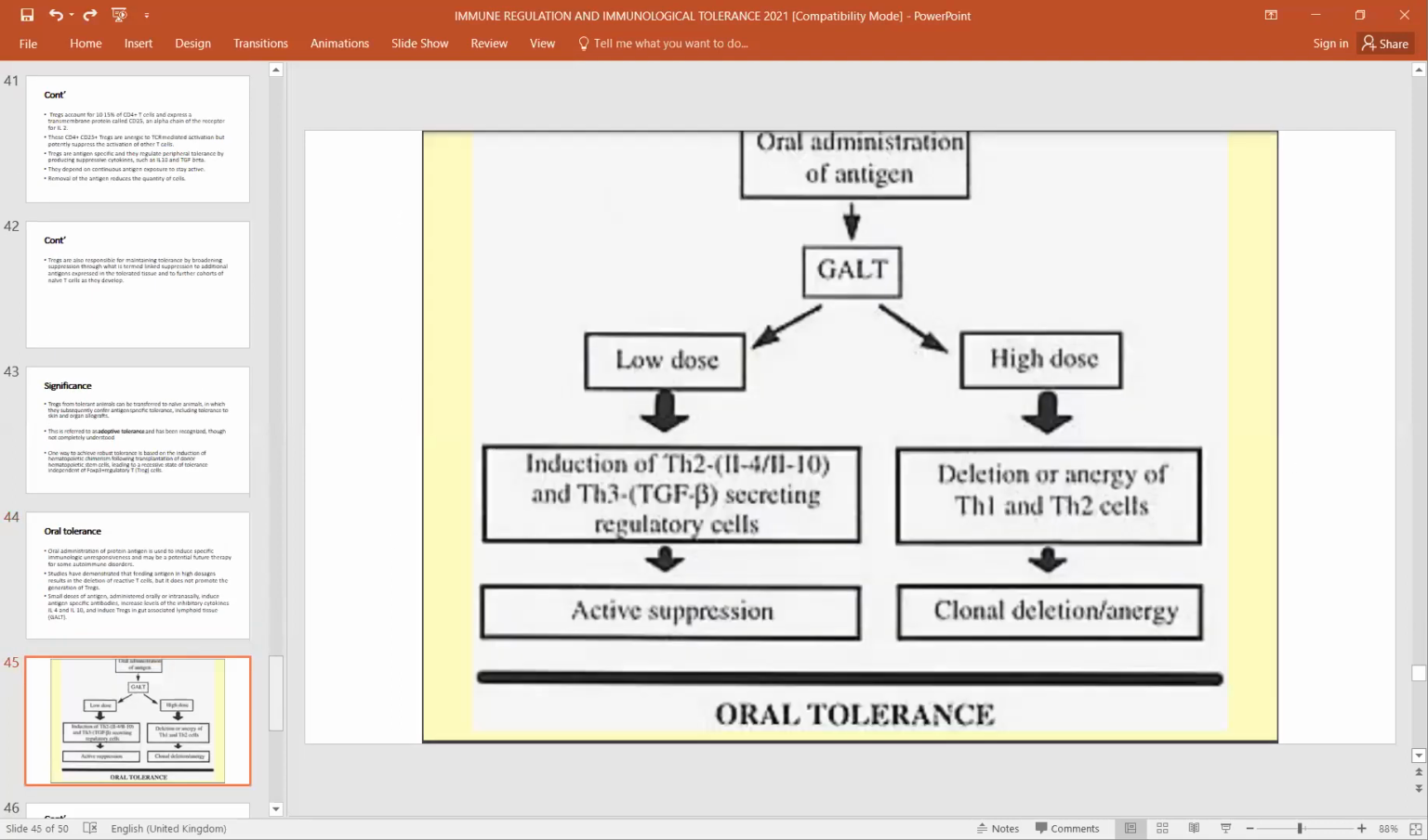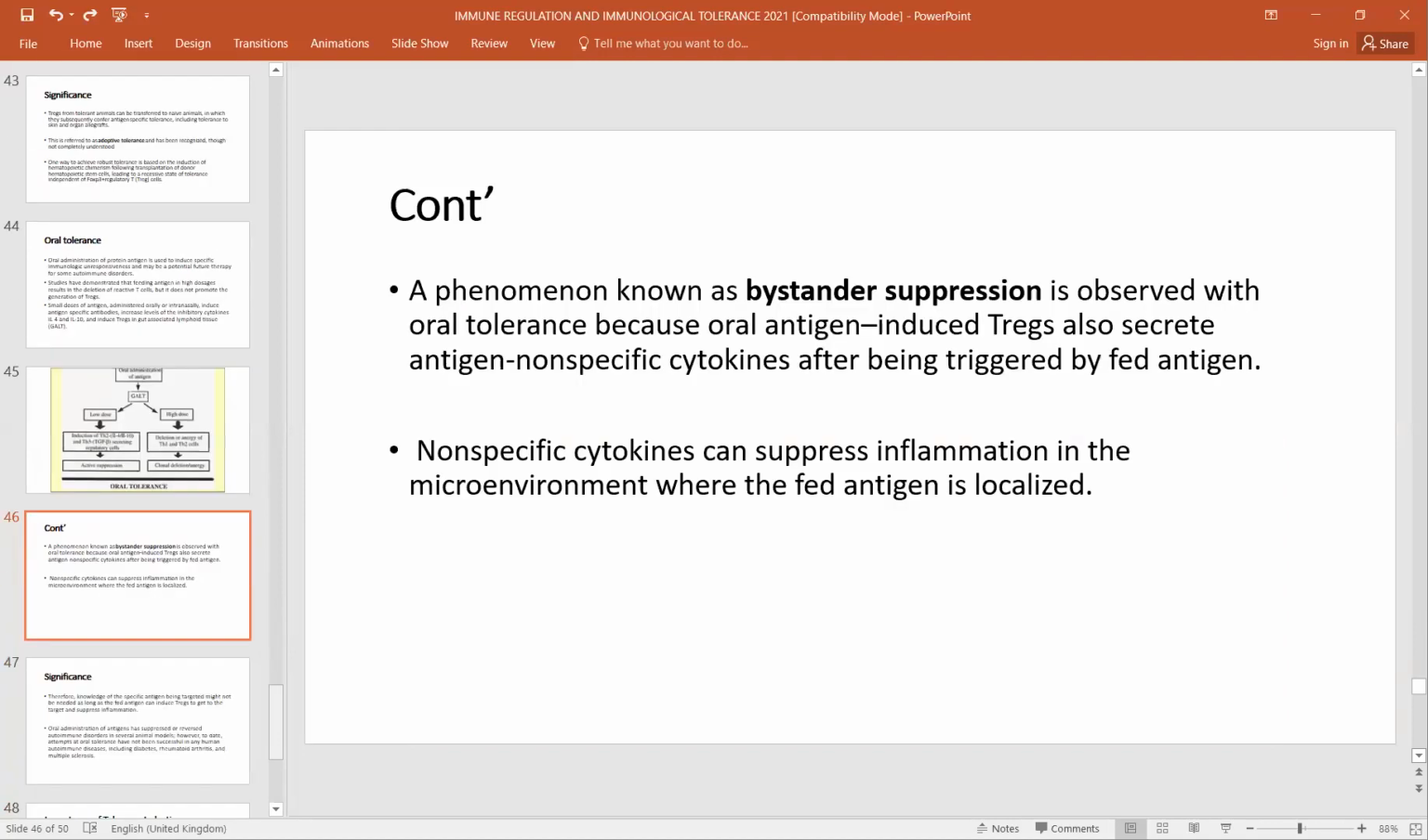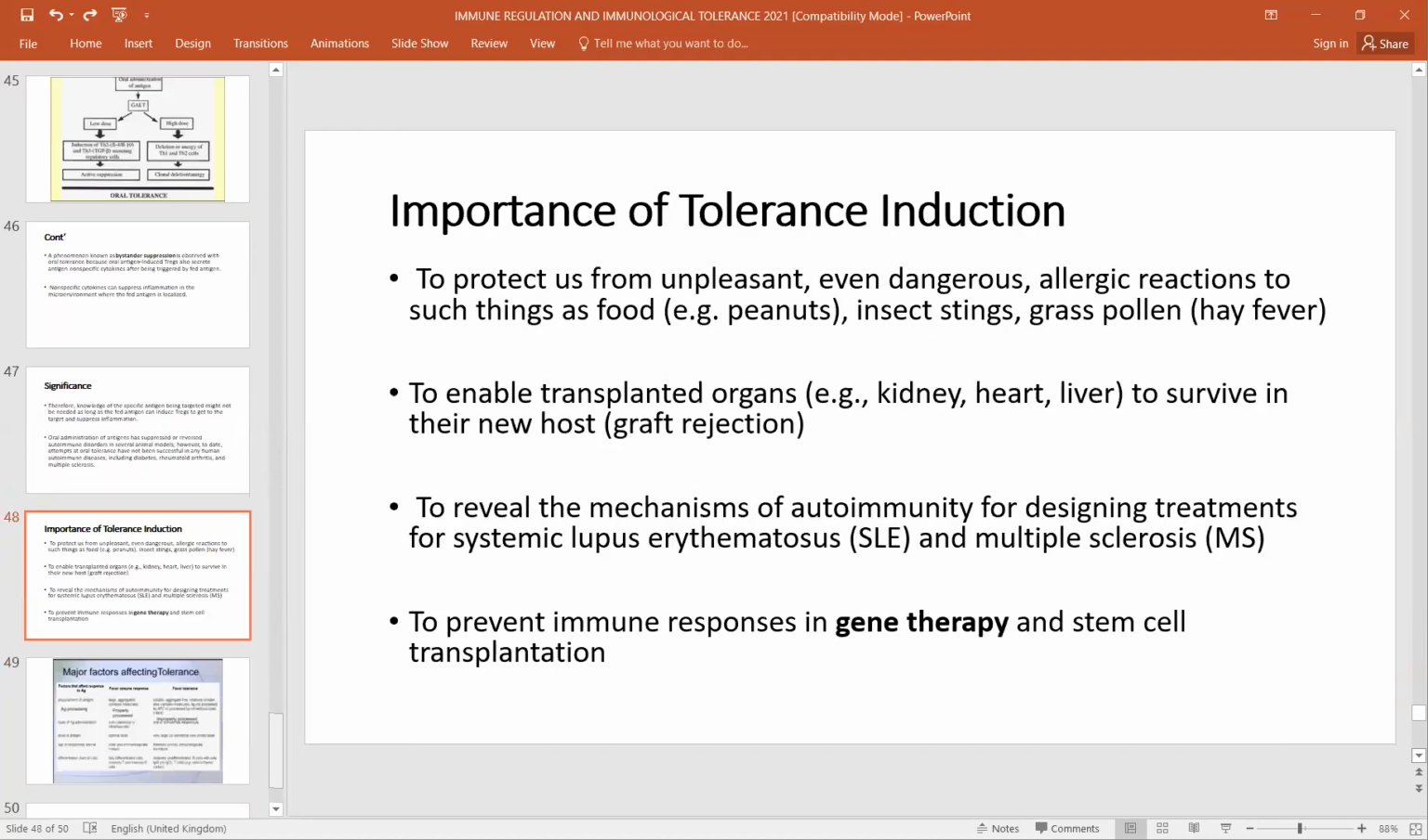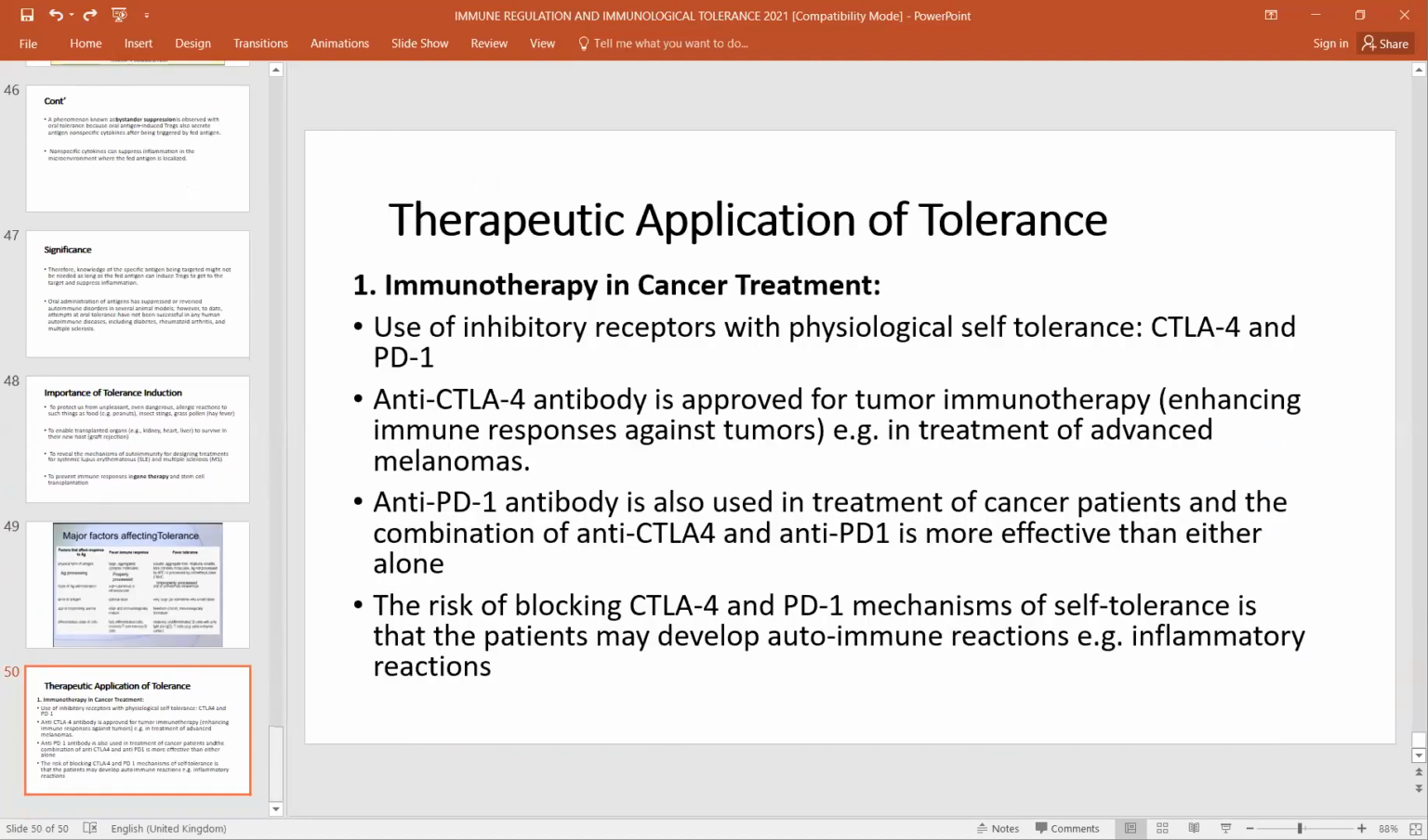Okay, this is fine. This is about induction of tolerance of various kinds. I won't worry about this one. Good. The application of tolerance. I hope you have done this.